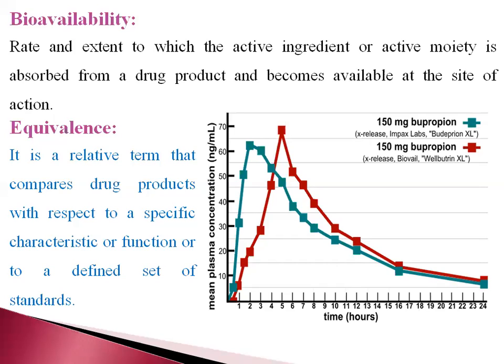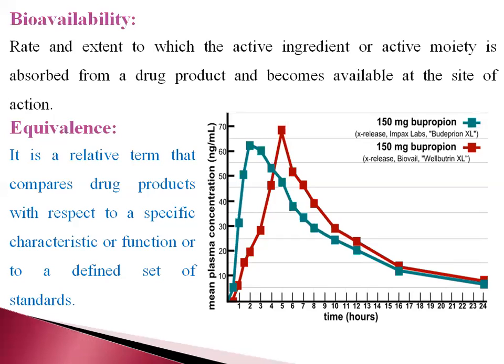No doubt, the chemical entity is the same, but the brands are different. Okay, brands are from different manufacturers. We need to check bioavailability and bioequivalence in this case. We need to check the rate and extent to which the active ingredient or active moiety is absorbed from the drug and is available for the site of action. So bioavailability means how much amount of drug is available for the site of action in the bloodstream or circulation.